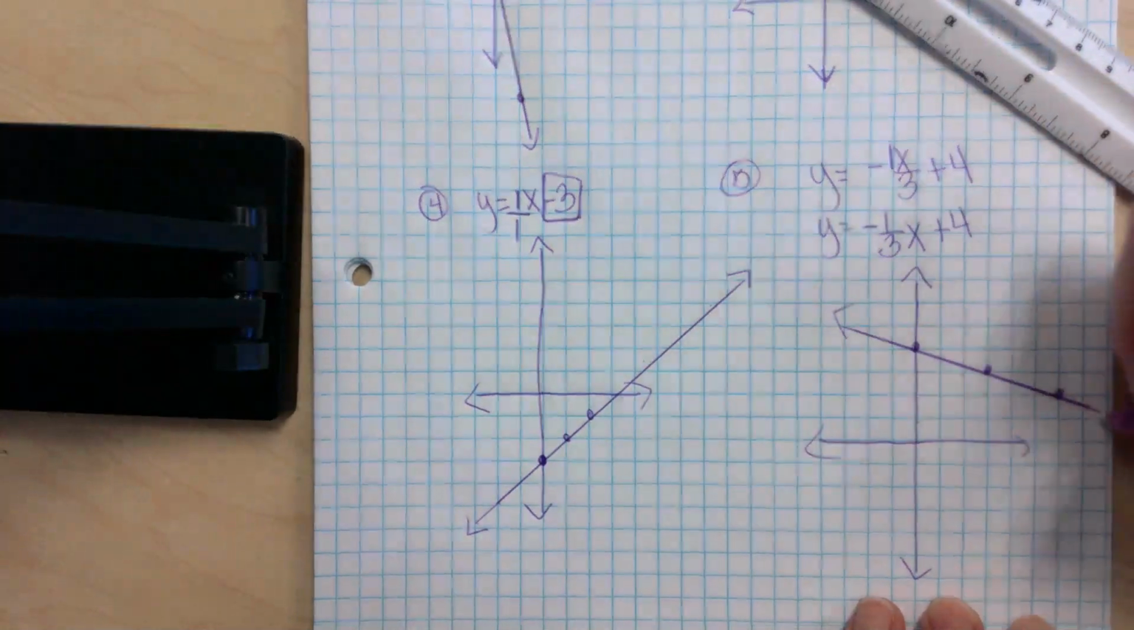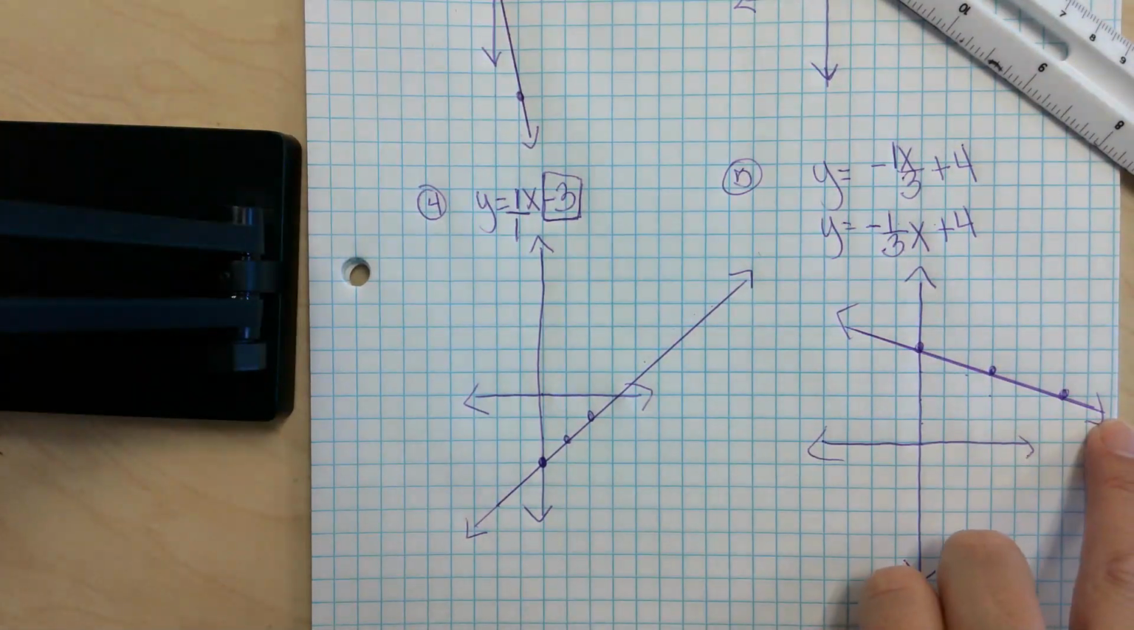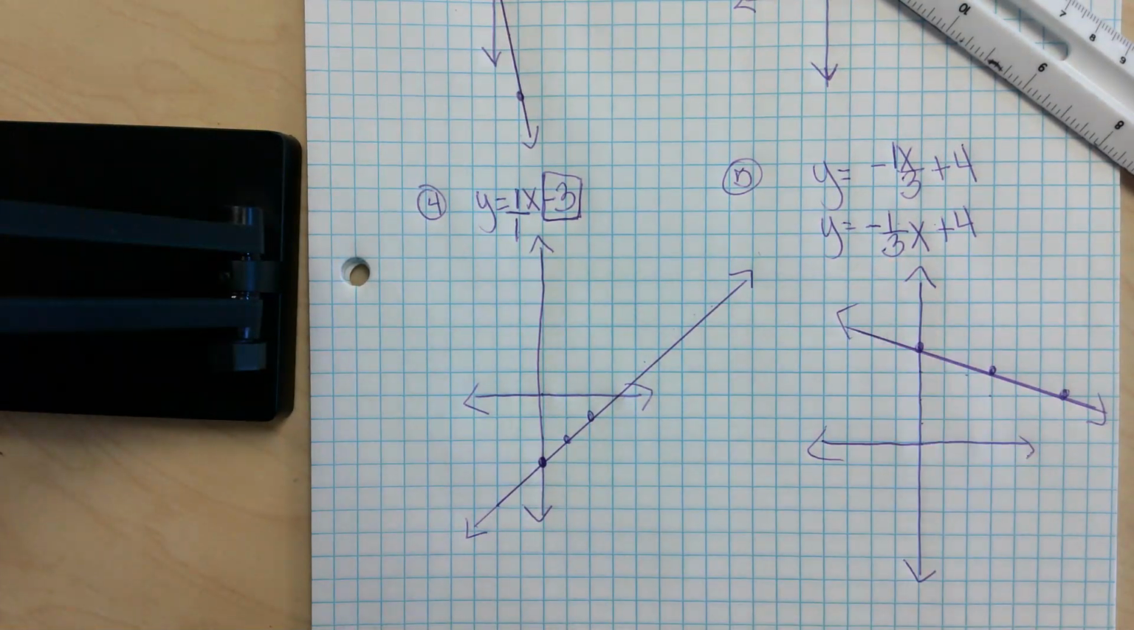And again, it's going down as you move from left to right. It's gradual, but it's going down. And that makes sense with that negative sign.